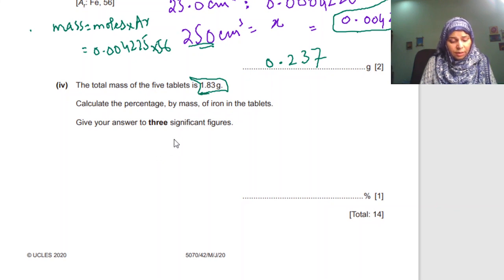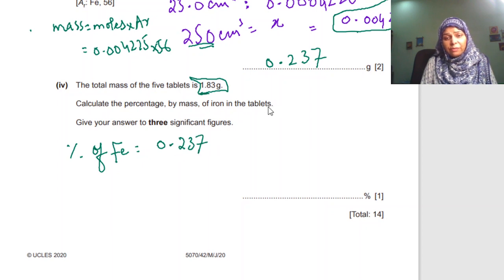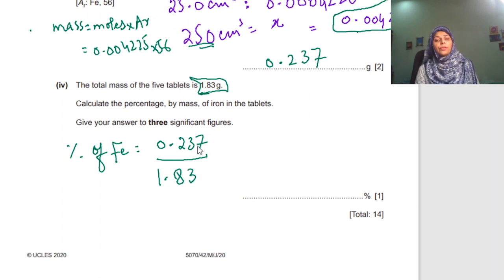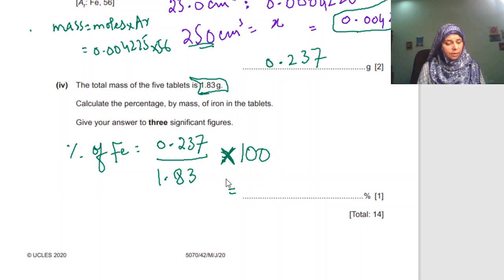The percentage by mass of iron is equal to 0.237 grams, which we have calculated, divided by the mass which is given. Remember, the value which we write here will be the smaller one, and to calculate the percentage we will multiply by 100. So let me calculate: 0.237 divided by 1.89. The answer will be 12.9%. So this is the end of the lecture.